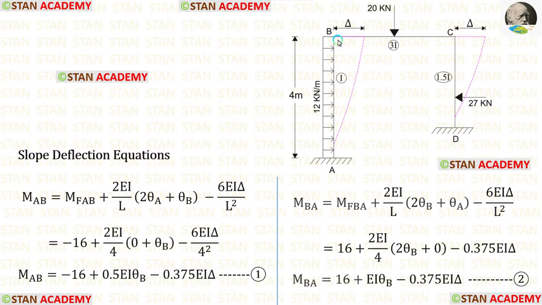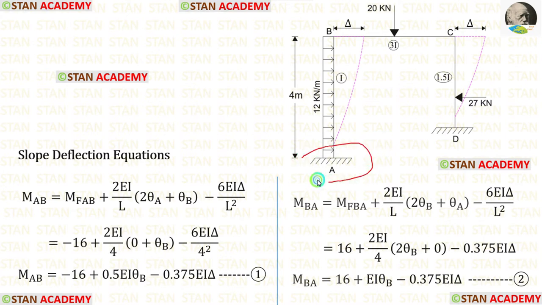Now let us make the slope deflection equations. First, let us make them in the column AB. Since the column AB is subjected to sway, we have to add the moments due to sway with the slope deflection equations. Since the sway occurs towards the right side, the moment due to sway will be negative. In the equations, let us apply the fixed end moments. Length of the column AB is 4 meter. Let us apply that.